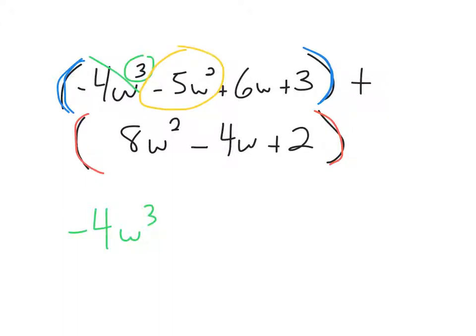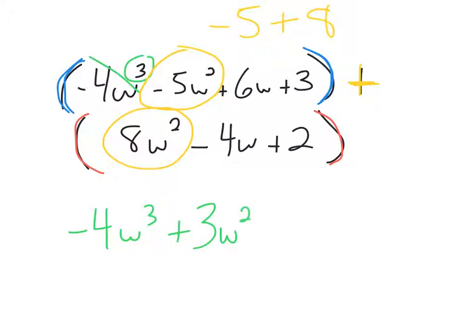My w squared, I have a minus 5, so we're going to look at that as negative 5, and then 8w squared on the second polynomial. So these two are being added together. So it's still going to be w squared, but looking at just the numbers, I have negative 5 plus 8, and it's plus because of the operation between the two polynomials. Negative 5 plus 8 we know is positive 3, right? So that's going to be written as plus 3w to the second. So we're finished with those.